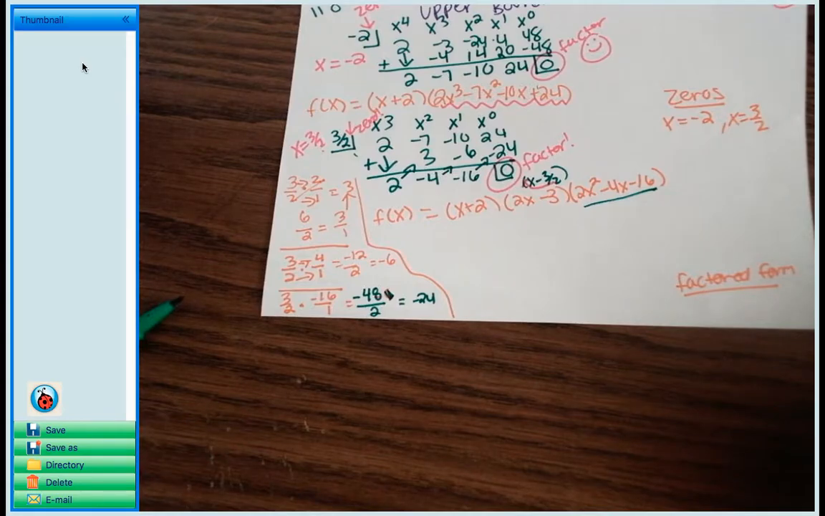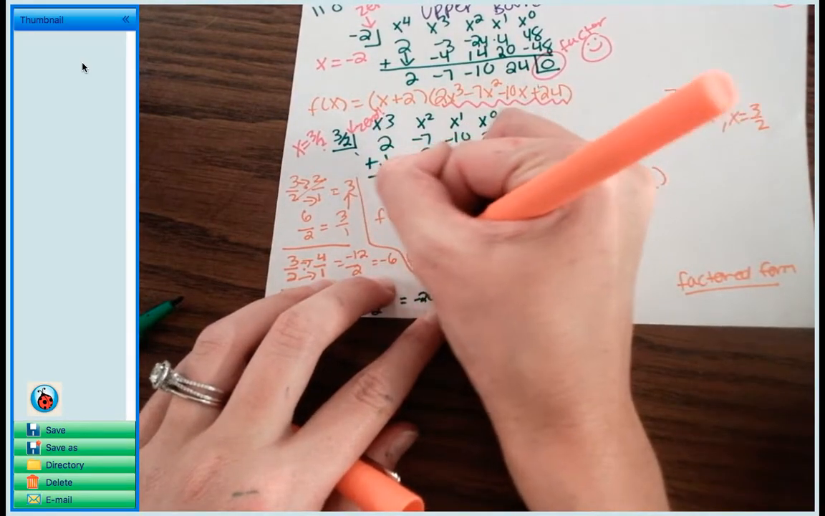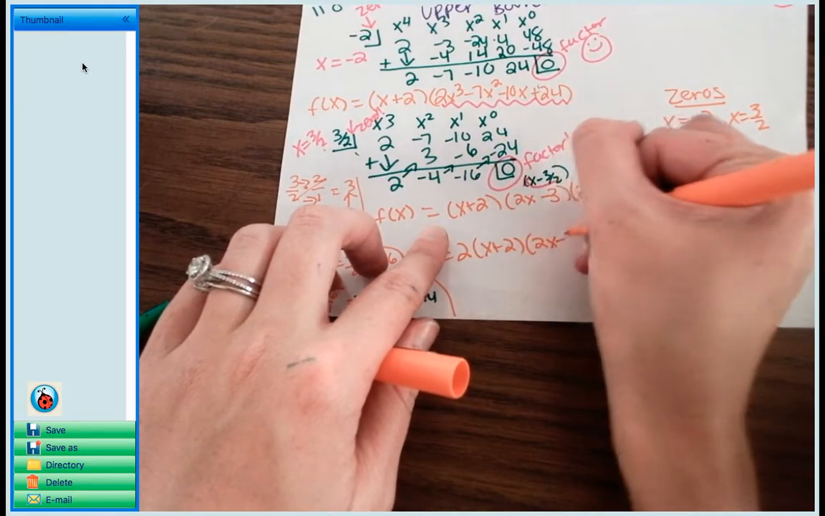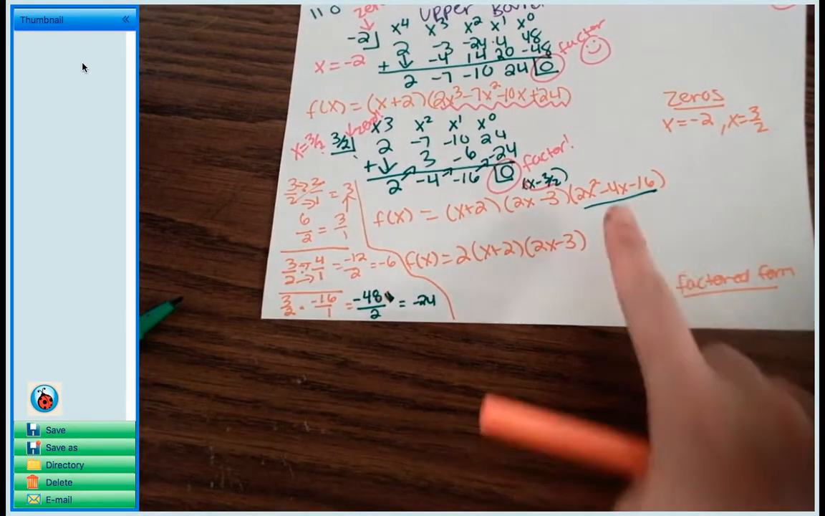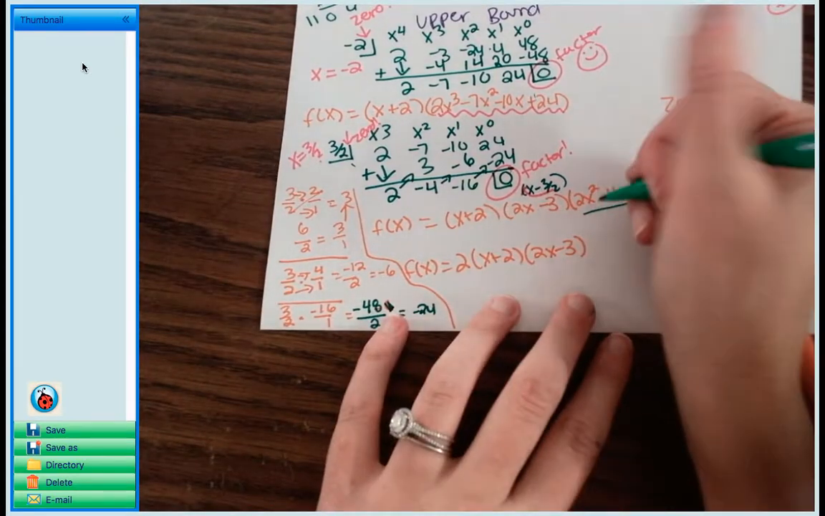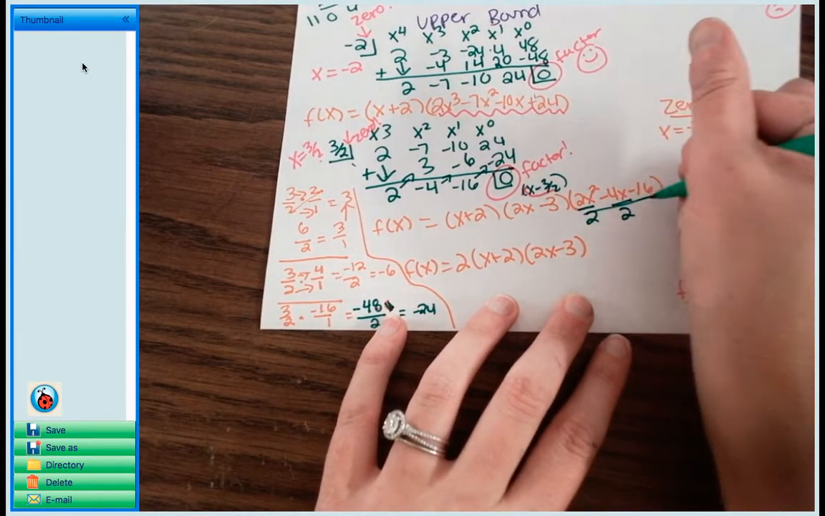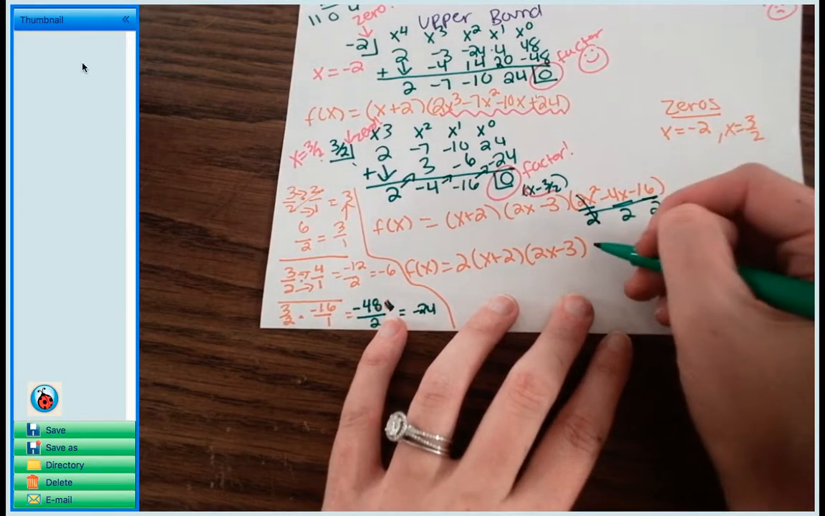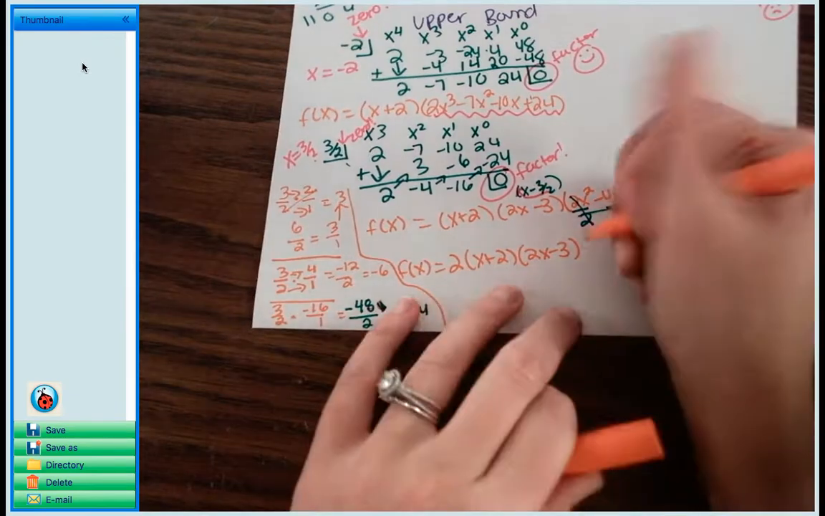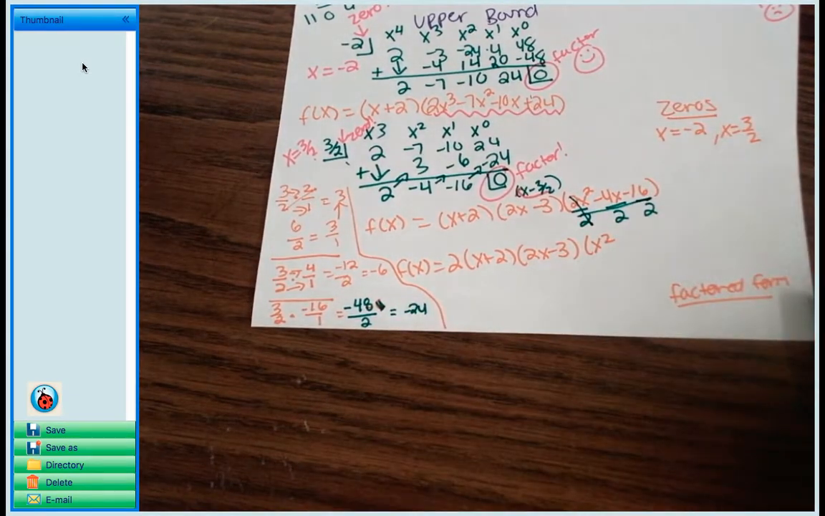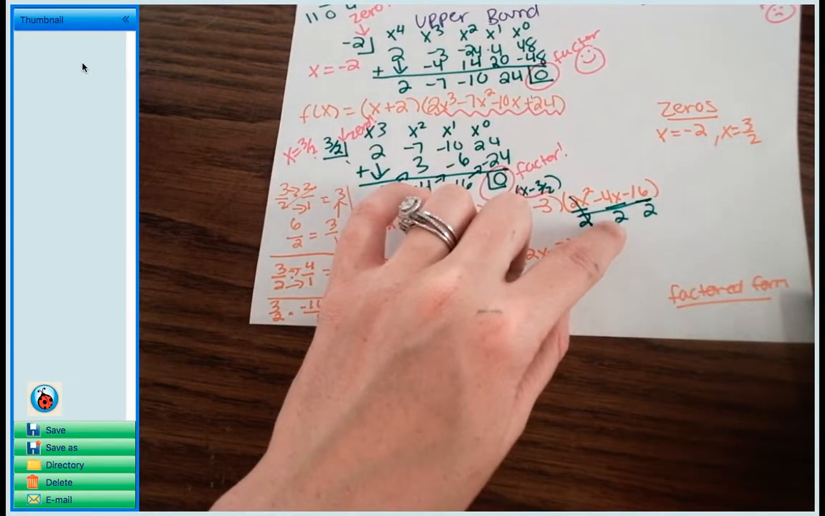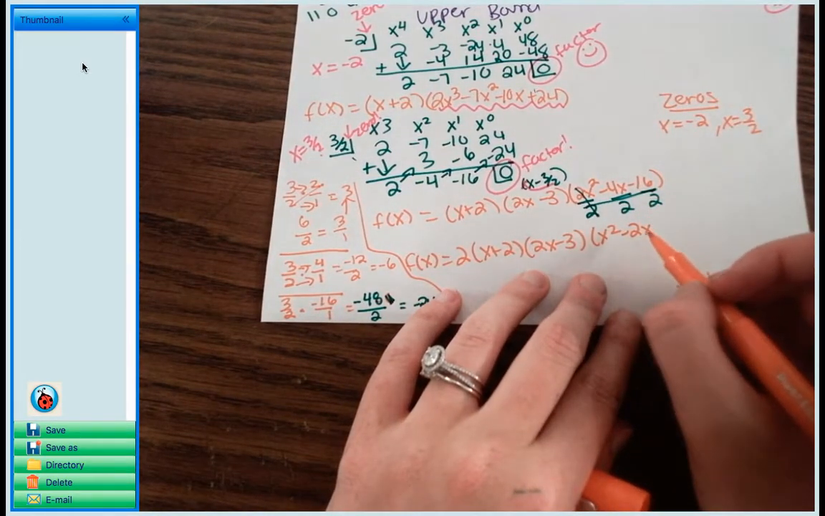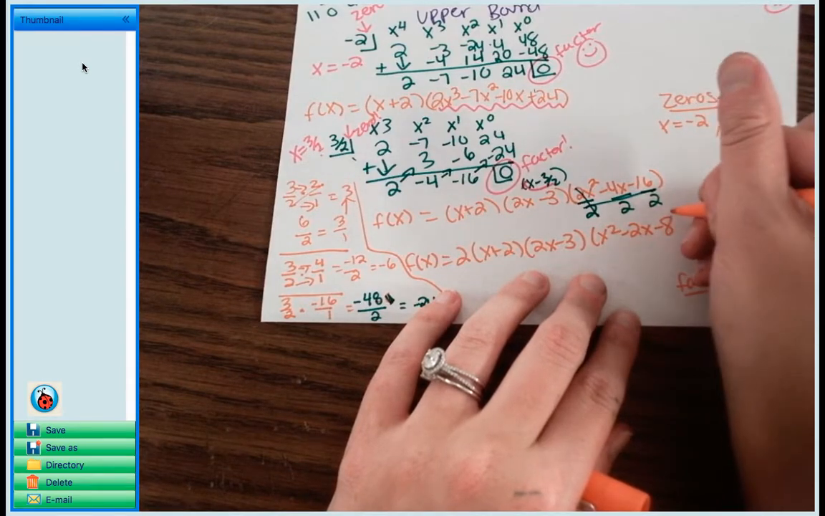So we have f of x equals 2, parenthesis x plus 2, parenthesis 2x minus 3. And I'm factoring out the GCF out of this one, so this is the only one where each term gets divided by 2. So 2x squared divided by 2, the 2's will cancel, and I'm left with x squared. -4 divided by 2 is -2, and the x is just going to tag along. And -16 divided by 2 is -8.